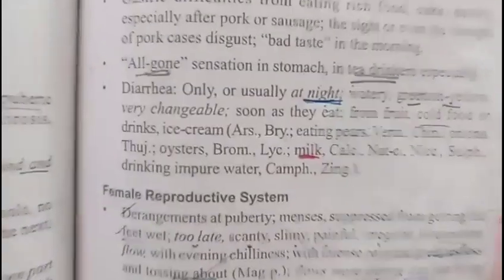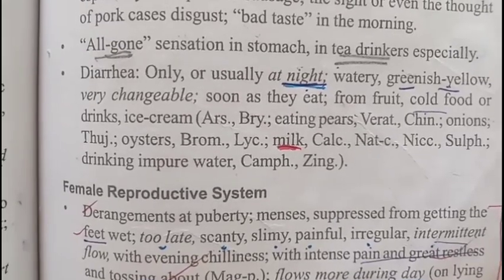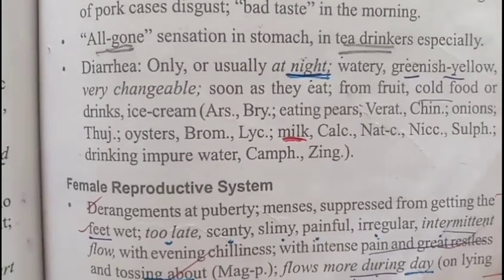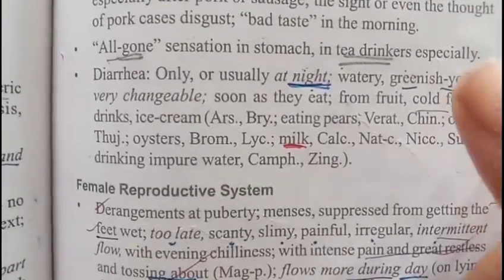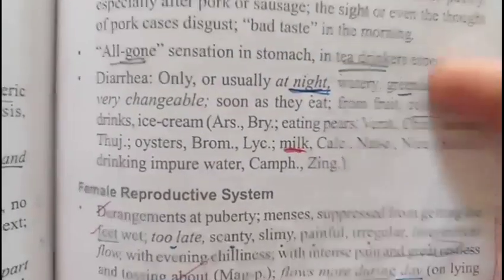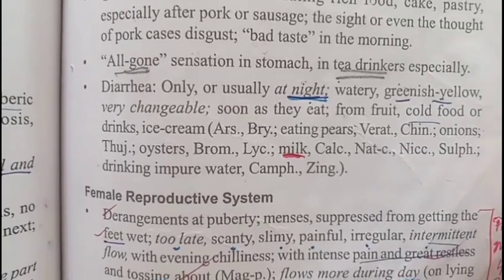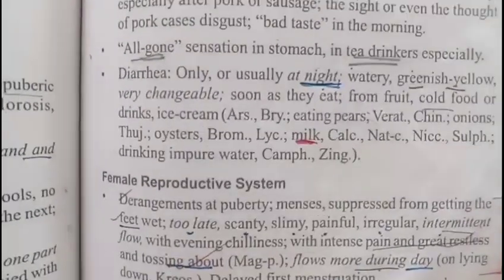Then diarrhea. What about diarrhea? Diarrhea is only at night. Watery, greenish yellow is the character. Watery, greenish yellow, very changeable, soon after eating, that is congestion. Fruit, cold food, ice cream causes diarrhea. Many comparisons you should remember, these are the comparisons given in Pulsatilla.